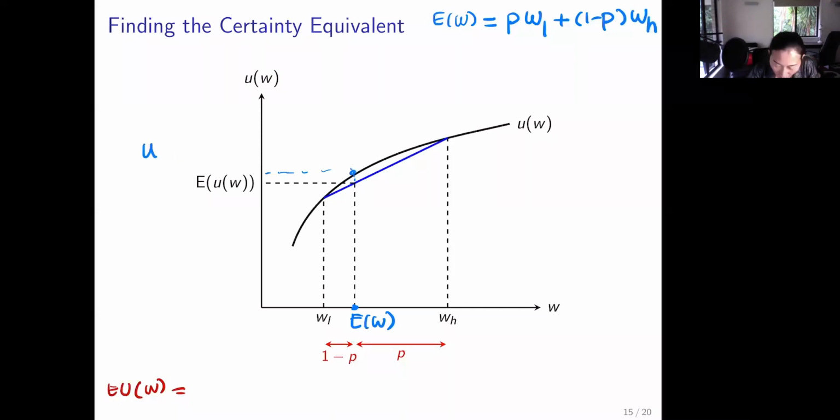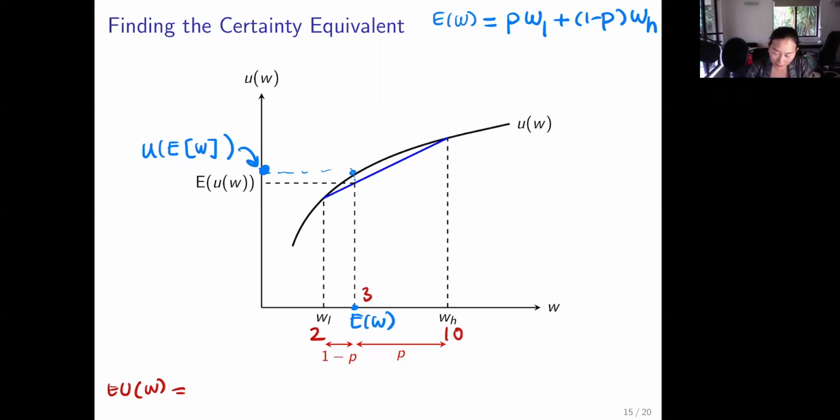This is the utility of the expected wealth. Okay, so this is that point there. Let's say I give you some random numbers: this one is 2, this one is 10, and this one is, let's say, 3, for example. The expected wealth is equal to 3, right?